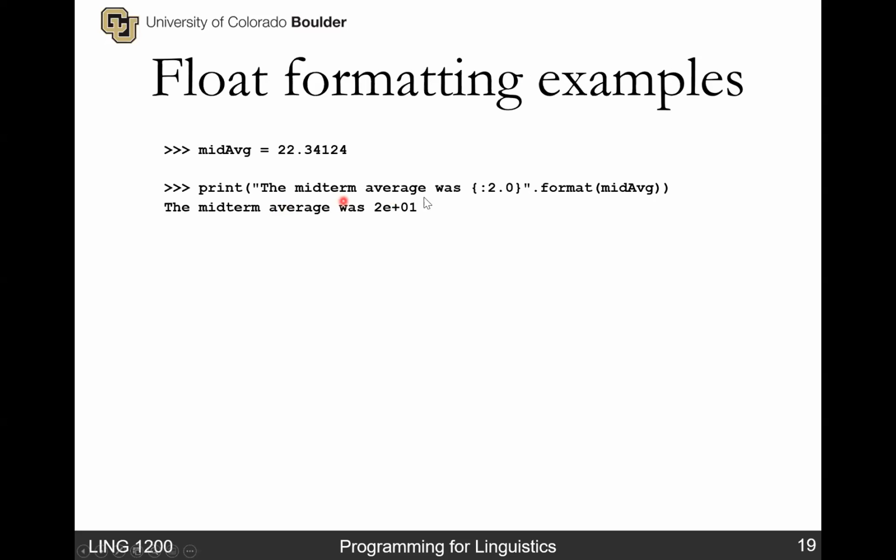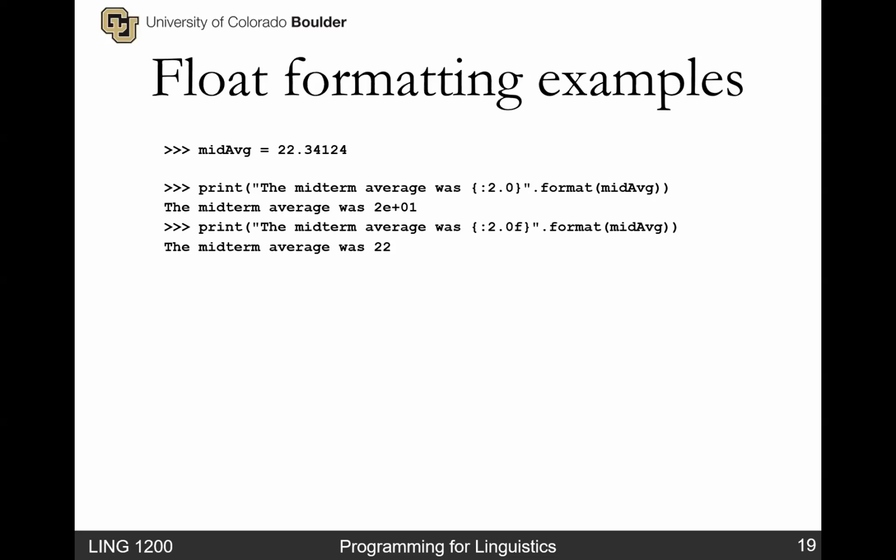So you have the string, the midterm average was, and then our curly brackets with some specification, but without the F in there to specify that we're working with a float. And so by default, it's doing this funny thing here to print out the number. If we don't want to see that, we need to put the F in there to print out the float. And you'll notice that it is slightly different to the integer formatting.